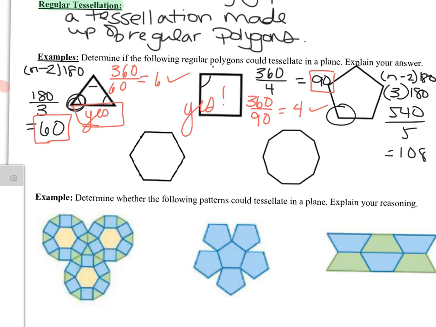So now I need to ask myself, okay, 108. I need to see if 360 is divisible by 108. Well, 360 divided by 108 is 3.3 repeating. That is not divisible because it doesn't go into it evenly. So I would say no, it does not tessellate.